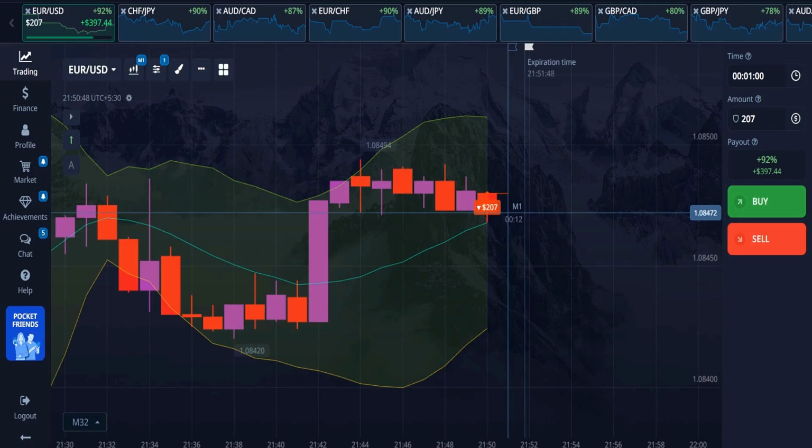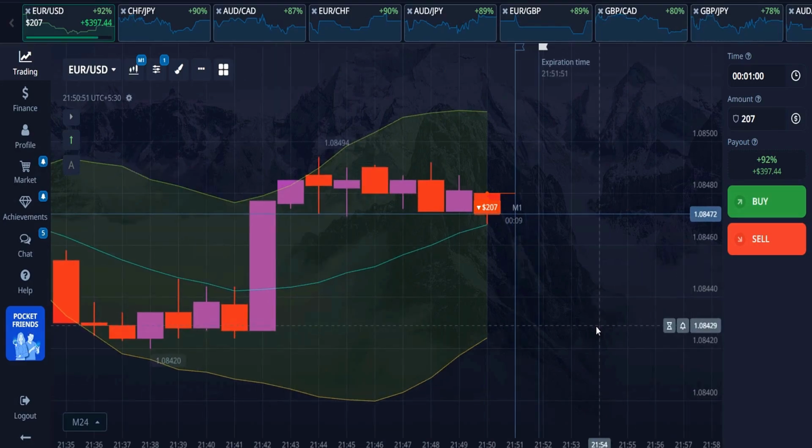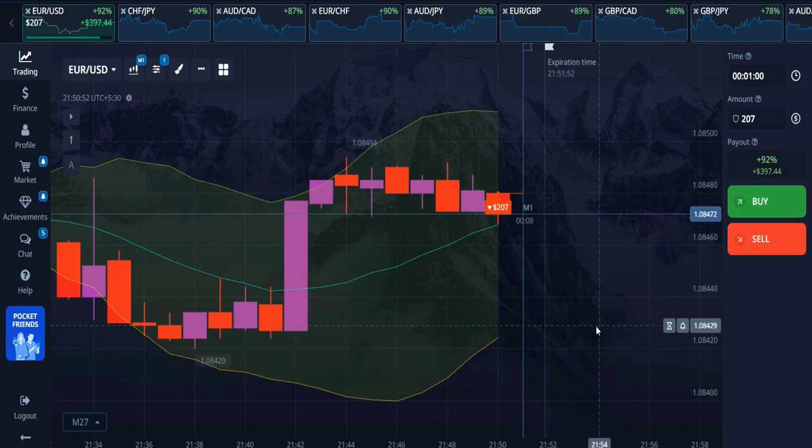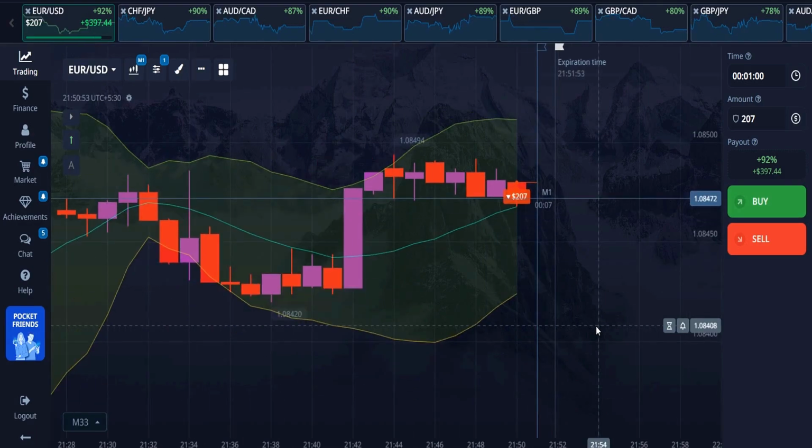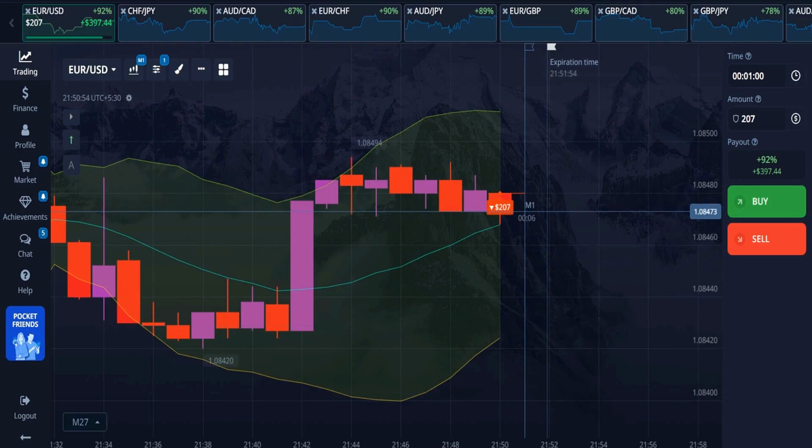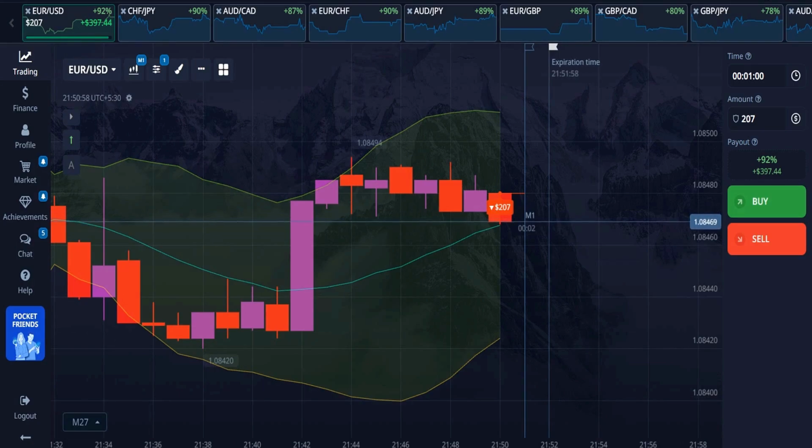A few quick tips for maximum success. Trade during the European and New York sessions for clearer trends. Avoid trading during major news events to steer clear of sudden market moves. Always practice first on a demo account to gain confidence and understanding without financial risk. You'll find more detailed instructions and Bollinger Band settings in the description box below.